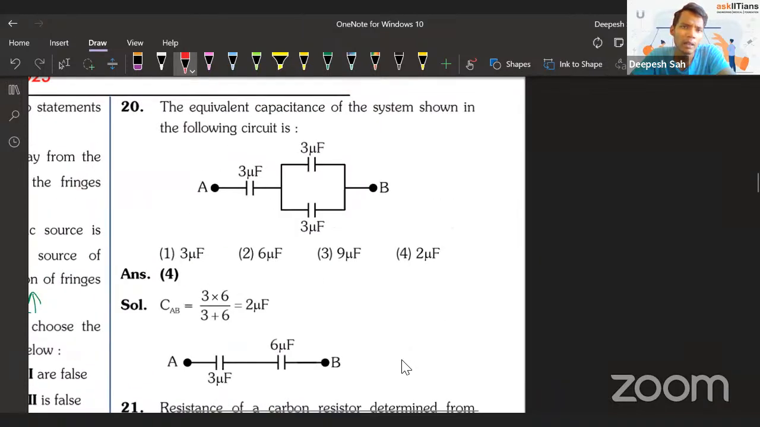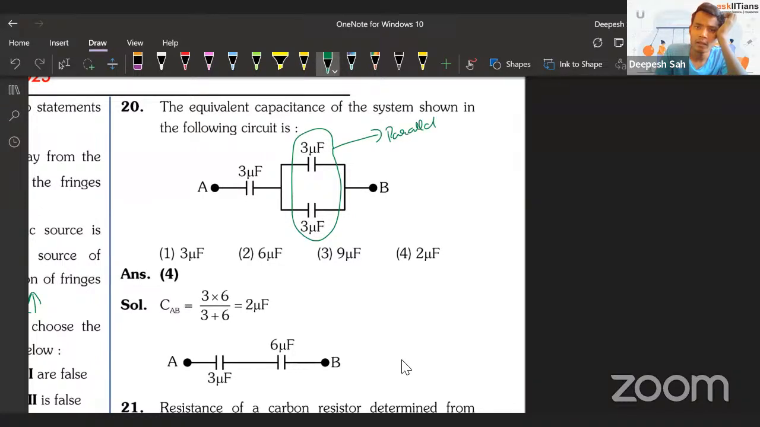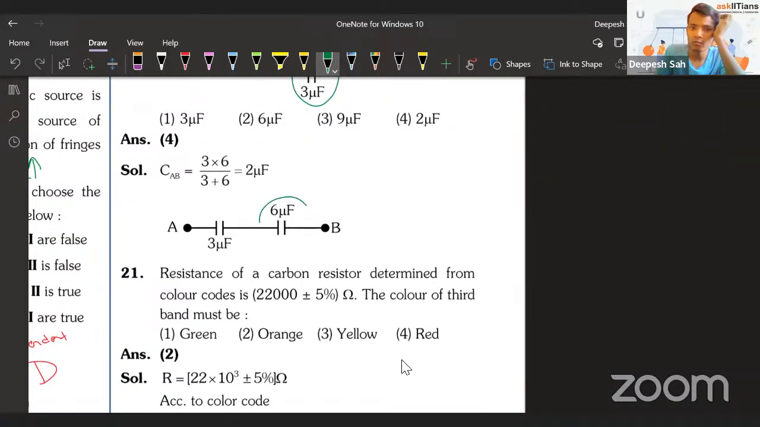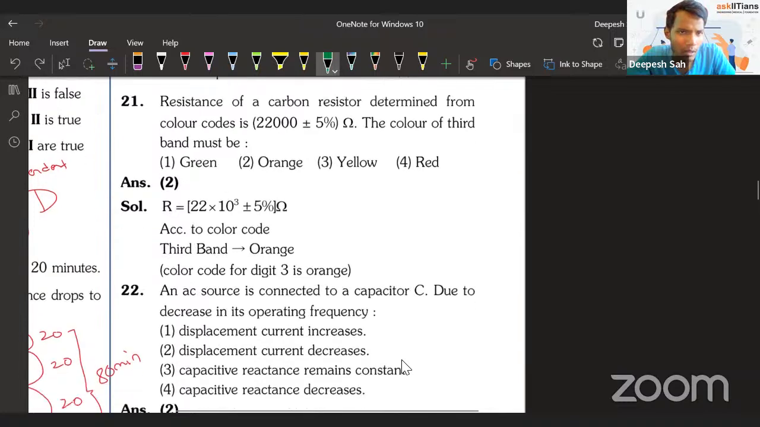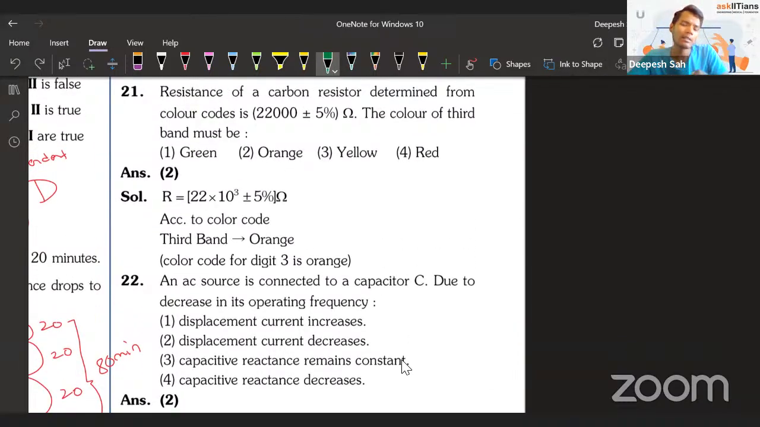Now, the equivalent capacitance of the system. This is a very easy question. I consider everyone is able to do this one. They are in what? Parallel. And then the result of that is actually in series with this one. So when they are in parallel, you can directly add them, and 6 and 3 will be treated like this. Very simple.